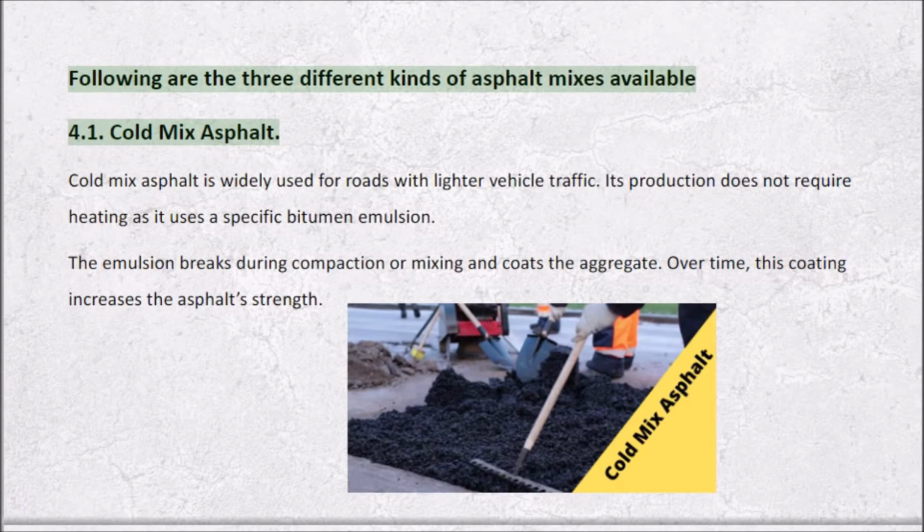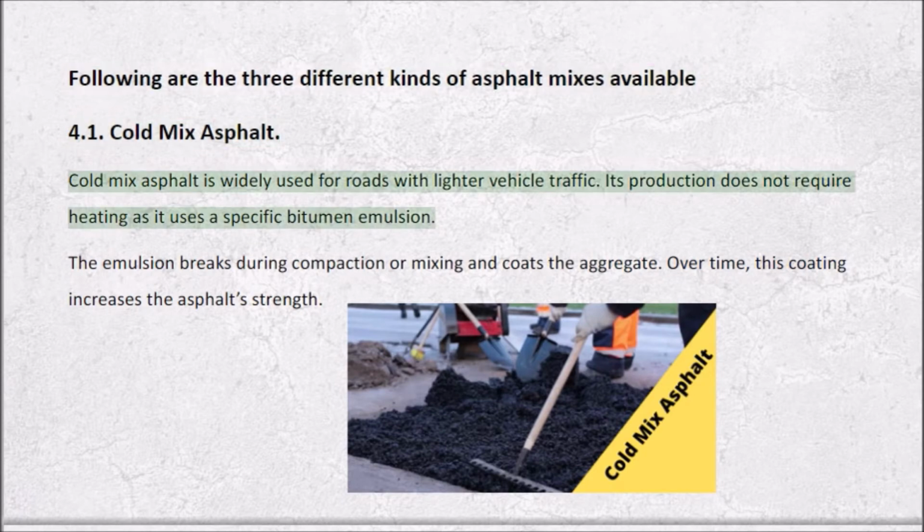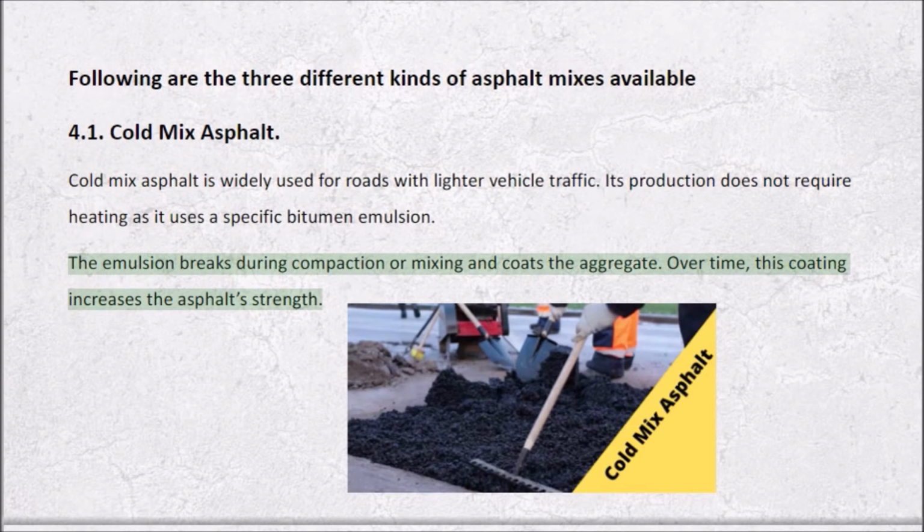4.1. Cold mix asphalt. Cold mix asphalt is widely used for roads with lighter vehicle traffic. Its production does not require heating as it uses a specific bitumen emulsion. The emulsion breaks during compaction or mixing and coats the aggregate. Over time, this coating increases the asphalt's strength.